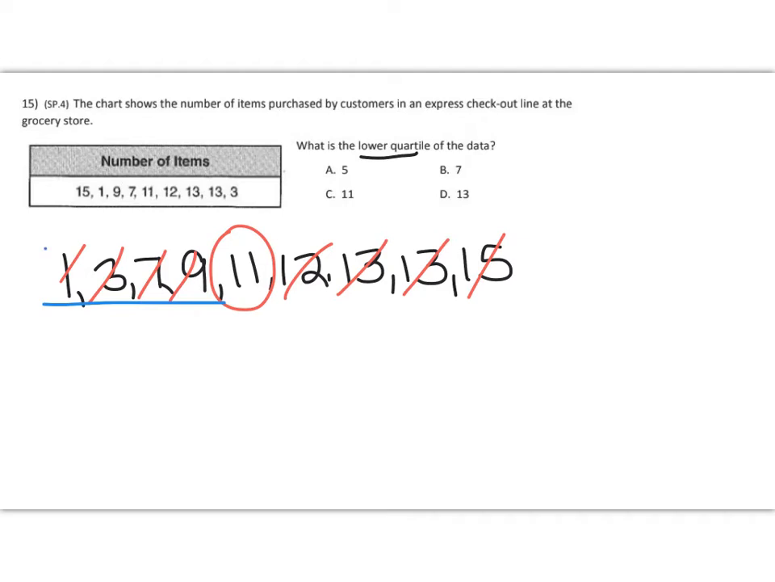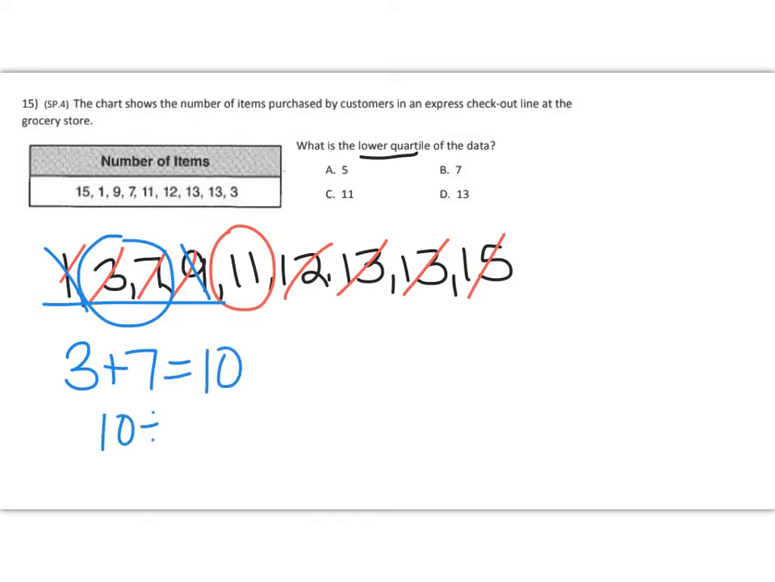So I'm going to cross off until I get my 2 in the middle. My 2 in the middle are 3 and 7. In order to find the middle of those, which is my lower quartile, I'm going to add them up and divide by 2. And 10 divided by 2 is 5, which means A is my correct answer.